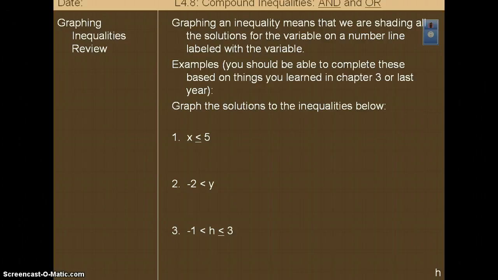You can do that by checking out these 3 inequalities as part of our warm-up. You should be able to do this based on the stuff that we did in Chapter 3 and stuff that you did last year in Trans Math. Please take a moment to do that before revealing the answers. Please press pause now.